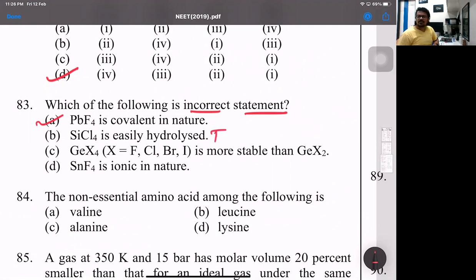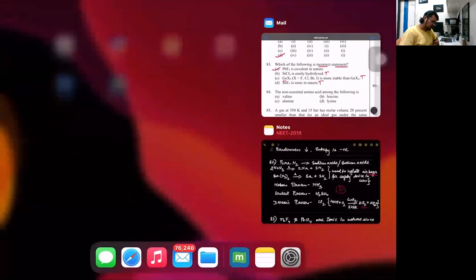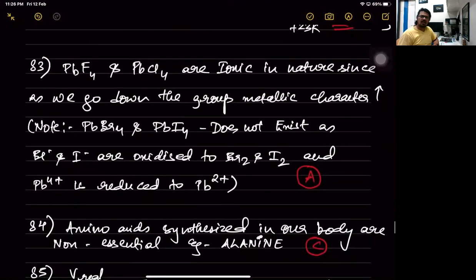GX4 is more stable than GX2. Yes, because down the group the inert pair effect is there. So germanium has more stability in +4. So this is also true. In fact, lead will show more stability in +2. That is the inert pair effect. And SnF4 is ionic. That is also true there. So 83, if you observe, look at that.